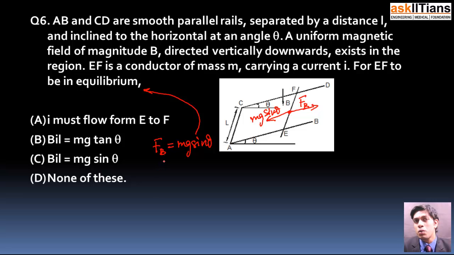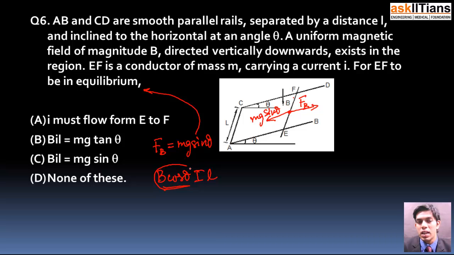Now, the force due to the magnetic field, as we know, is B cos theta IL. We are considering B cos theta over here because B is at a certain angle with the current flowing in the EF conductor. So B has to be perpendicular to the current flowing.